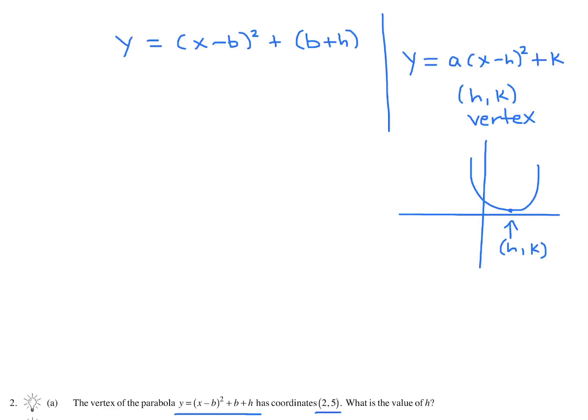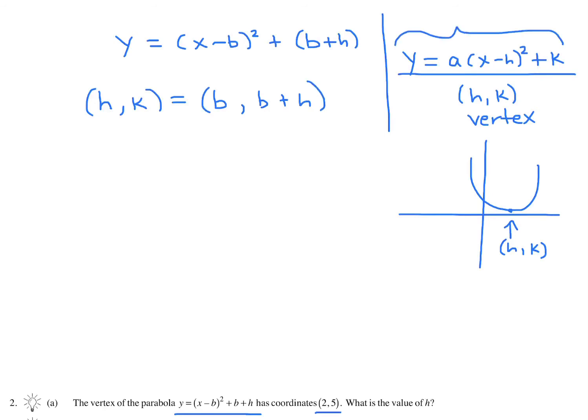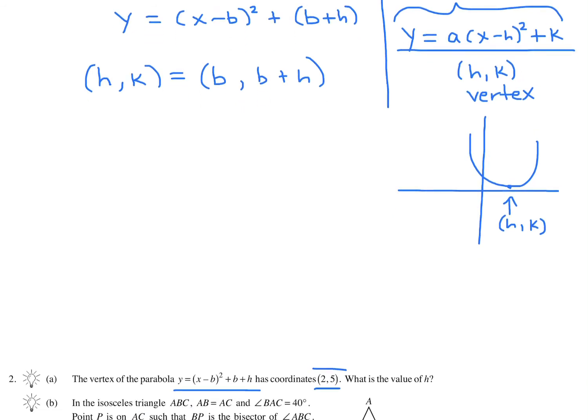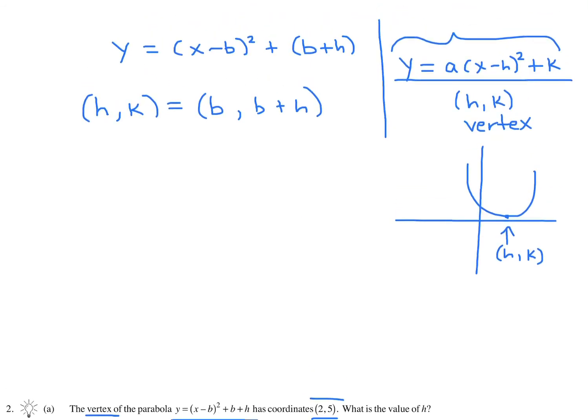So in this formula, they've given you something that's similar, right? They've given it in this form, and that's definitely helpful because that means that our vertex h, k is of the form b, b plus h. It's exactly in that form right here. Now they've told you that this parabola has coordinates 2, 5. So 2, 5 is actually the vertex of the parabola. All right, great. Okay, so that makes it even simpler.